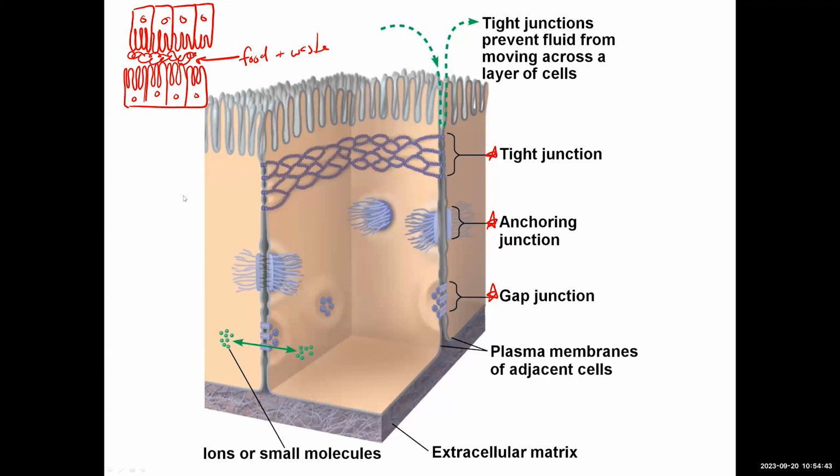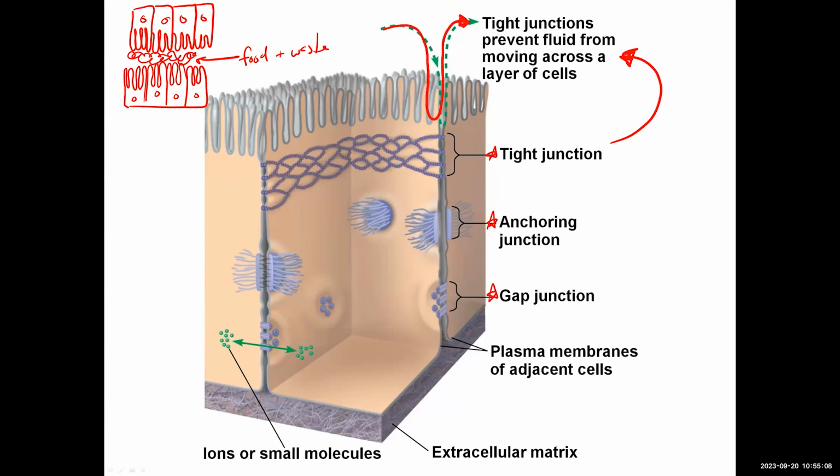The first type of junction is called a tight junction. The purpose of the tight junction is to prevent fluid from being able to move between the cell layers. What happens is the fluid that's on the inside of the intestines is not able to pass between the cells. The tight junction will prevent that from happening.